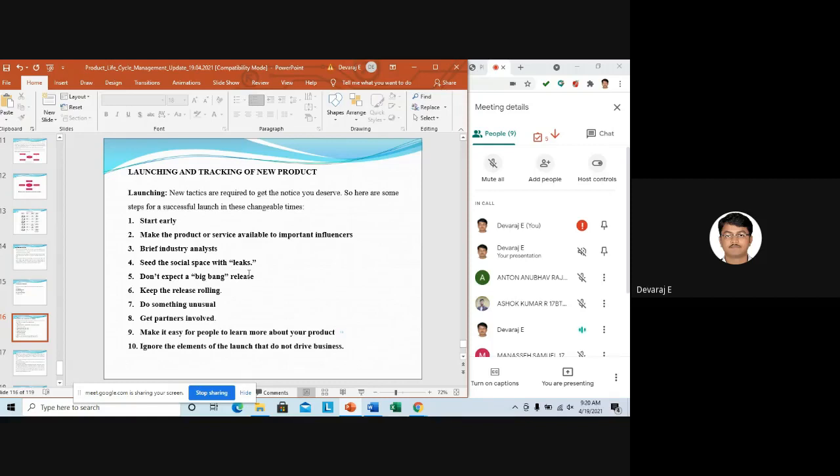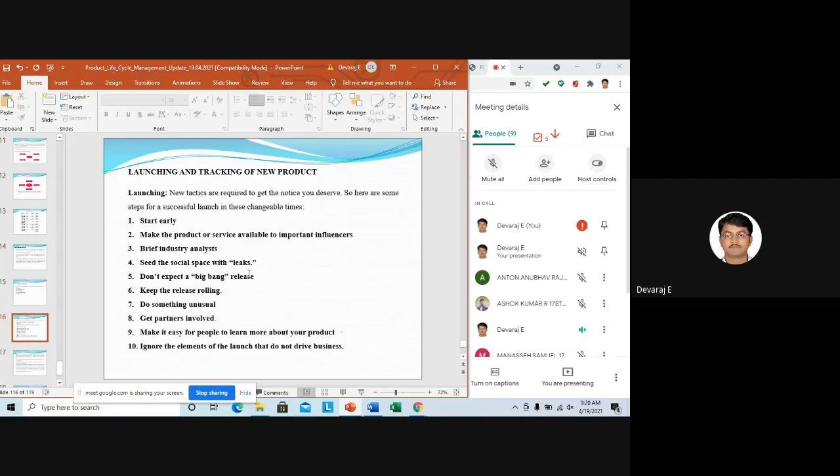Once the manufacturing is finished, don't launch the product immediately. Take your time. Do the promotions of the products and reach the customers in different ways. Then only you should launch the product. So these are 10 important points.